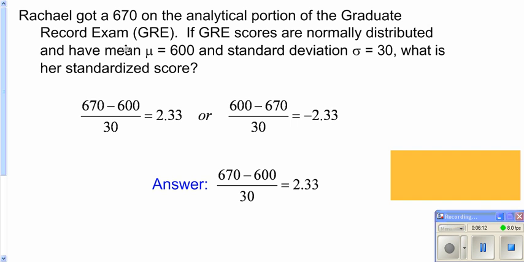Another way to look at it is since our data value is larger than your mean, you're farther to the right, so that means it's going to be a positive value. Which one of these two is positive? Well, it's only the first one. If your data value was smaller than your mean, then it would be negative.